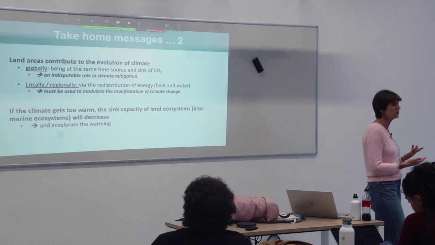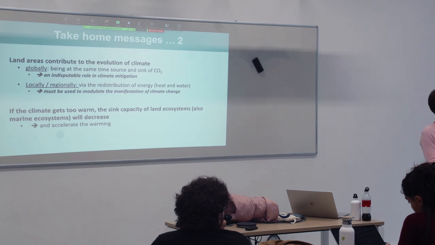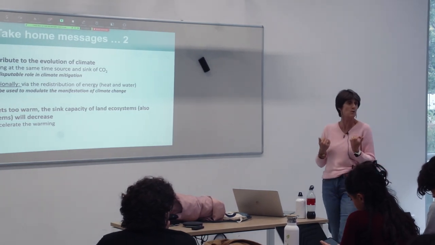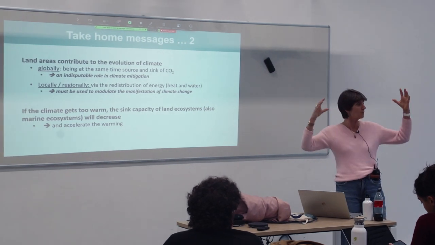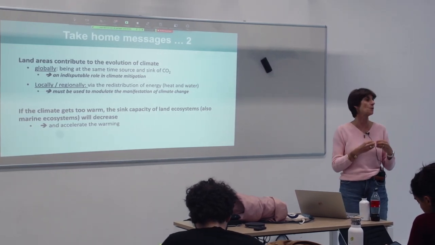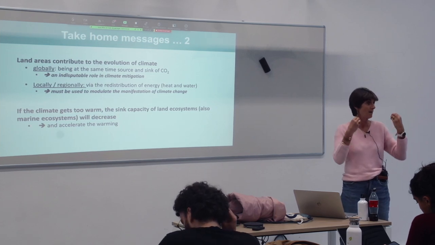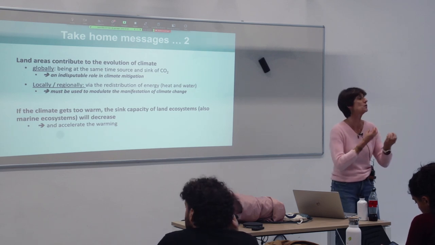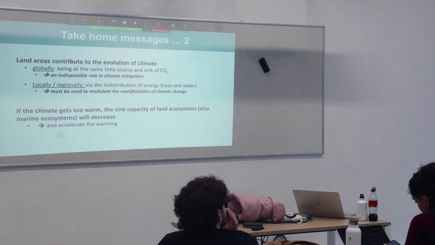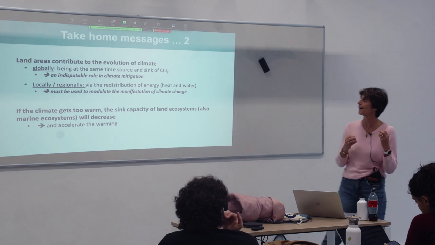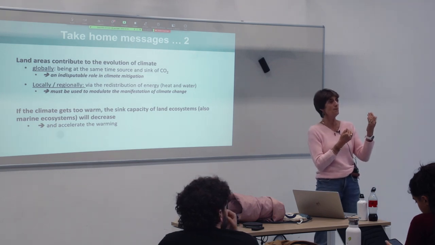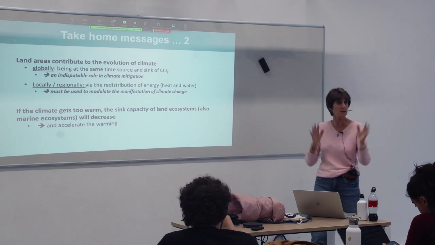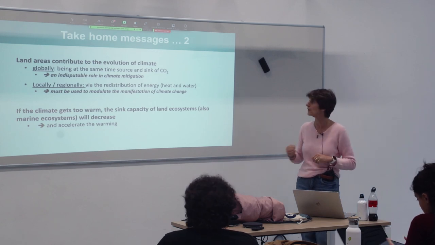Land contributes to the evolution of climate globally because it's source and sinks of CO2. That's why we talk about global greening, global reforestation and afforestation. It's really to pump more and more CO2 back, and to play a role in the global climate. So that means it's a role in climate mitigation, but at our living scale, at our local and regional scale, vegetation can modulate the redistribution of water and energy. I've not spent a lot of time on that, but that's the heart of my work. And thus it can help mitigate the manifestation of climate change regionally. So it's two different ways to play a role in the climate system.